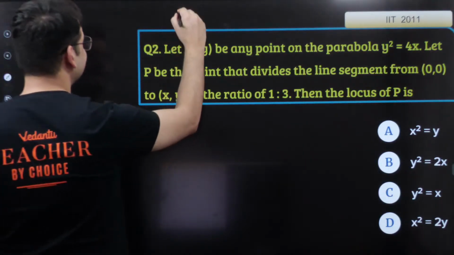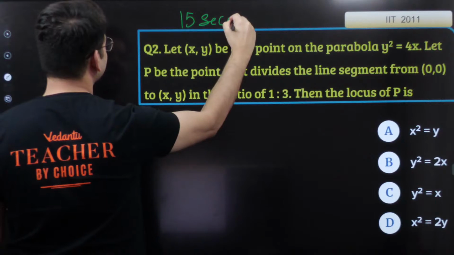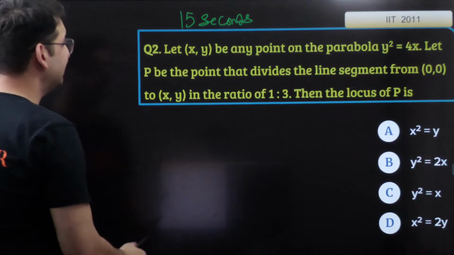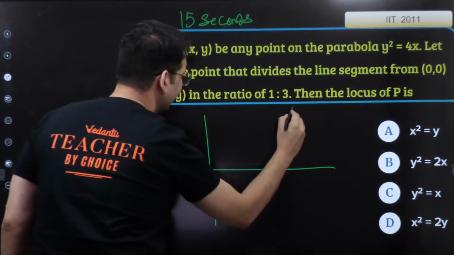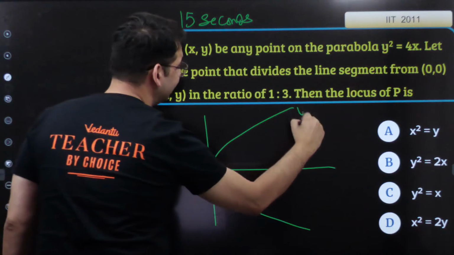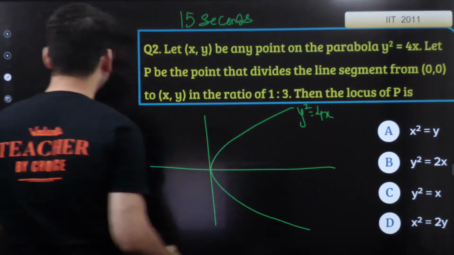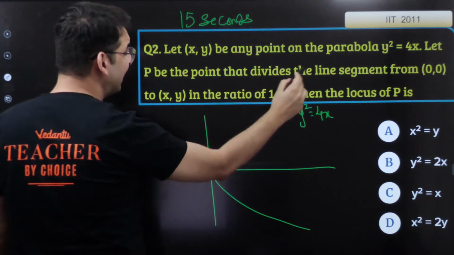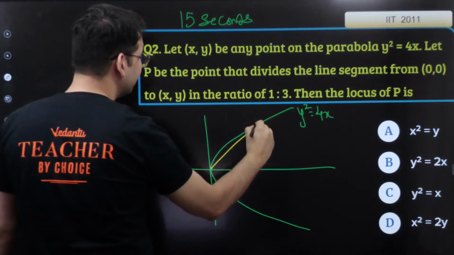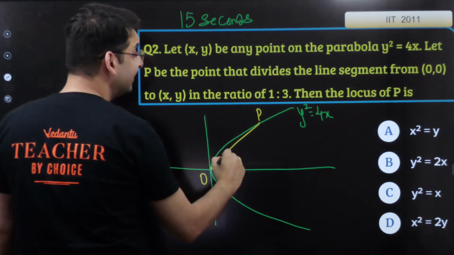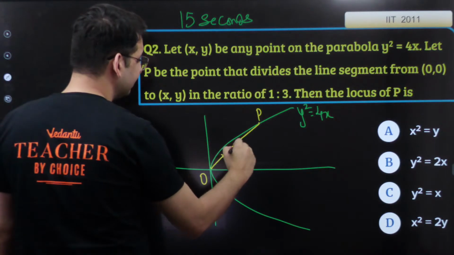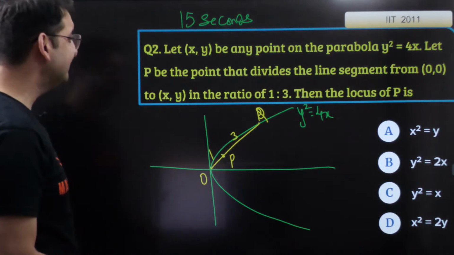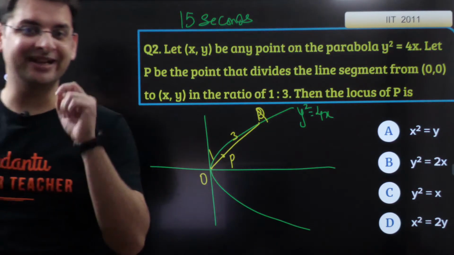Again guys, 15 seconds. Let x and y be a point on the parabola y square is equal to 4x. Let P be a point that divides the line segment from 0, 0 to xy in the ratio 1:3. This is P, this is Q. What is the locus of P?